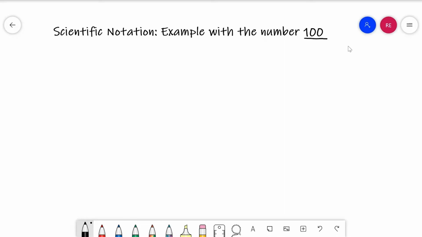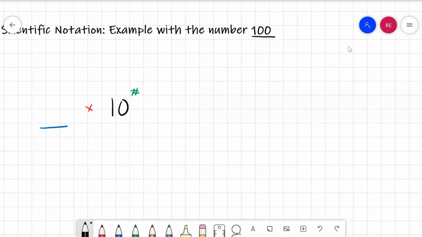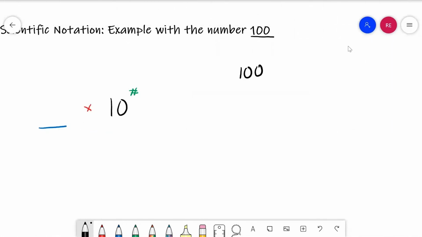So remember the form of scientific notation, where we have a number in the ones place multiplied by 10 to some power. So what do you think the number in the ones place that we will be using for the number 100? So let's take a look. With 100, we have a decimal here. If we were to move this decimal over 1, that would be the same as dividing 100 by 10.